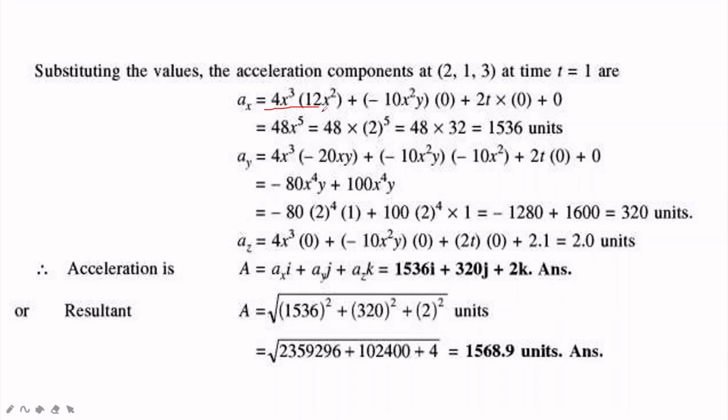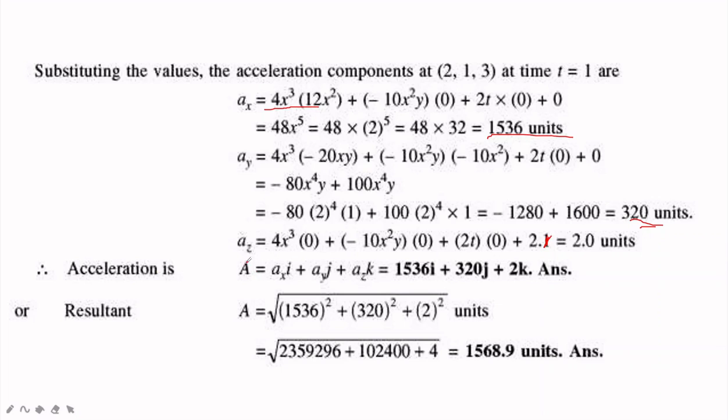When we substitute the values, we get ax as 1536 units. Similarly, for ay, it is u into ∂v/∂x plus v into ∂v/∂y plus w into ∂v/∂z plus 0. So ay is equal to 320 units. Please sit and substitute one by one. You will get the values. For az, all are 0, so we will only have the value 2 units.